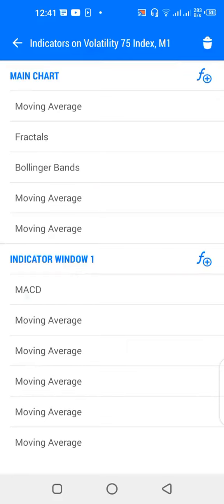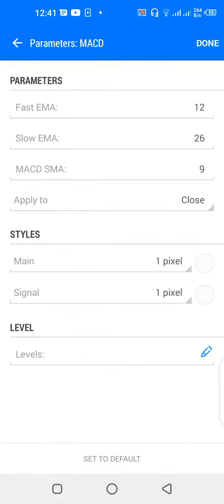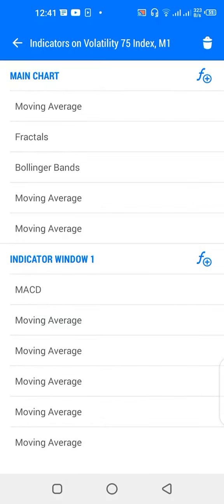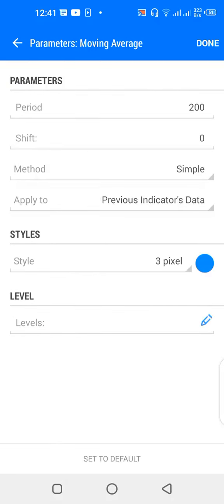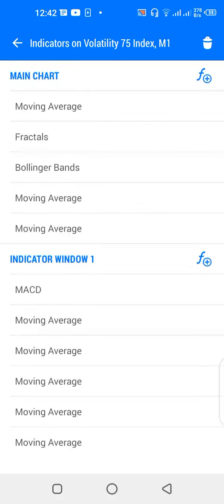We have MACD. Fast EMA is 12, slow EMA is 26, MACD SMA is 9, no color for the style. Then we have moving average. Period is 200, shift is 0, method is simple, apply to previous indicator's data, color is blue.